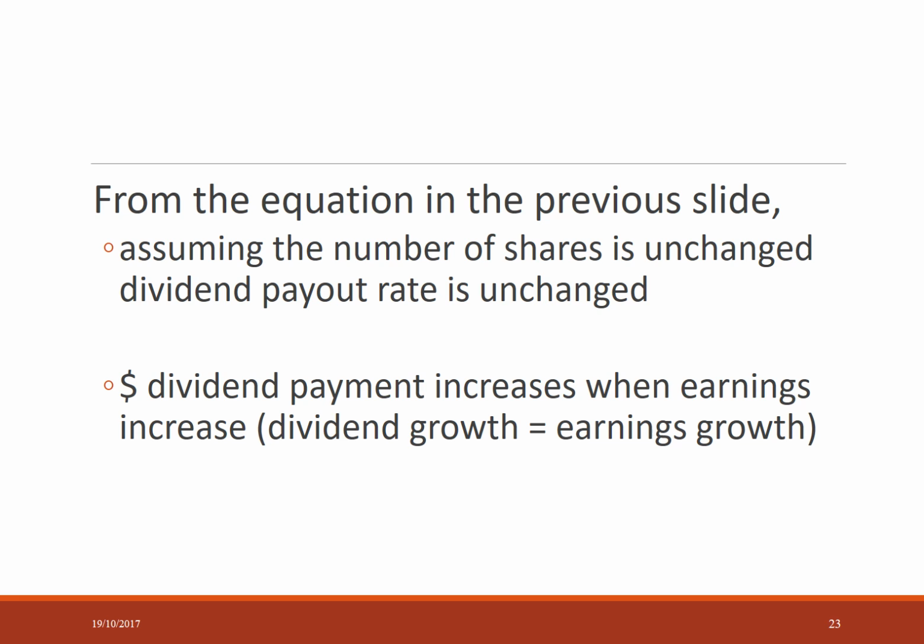So if we assume that the number of shares is unchanged and the dividend payout ratio is unchanged, the increase in the dividend payment would therefore have to come from earnings, right? As a result, we could assume that dividend growth is equal to the earnings growth. So to estimate the dividend growth, we could use the earnings growth as our estimate, right? So the next question is, how do we estimate earnings growth?